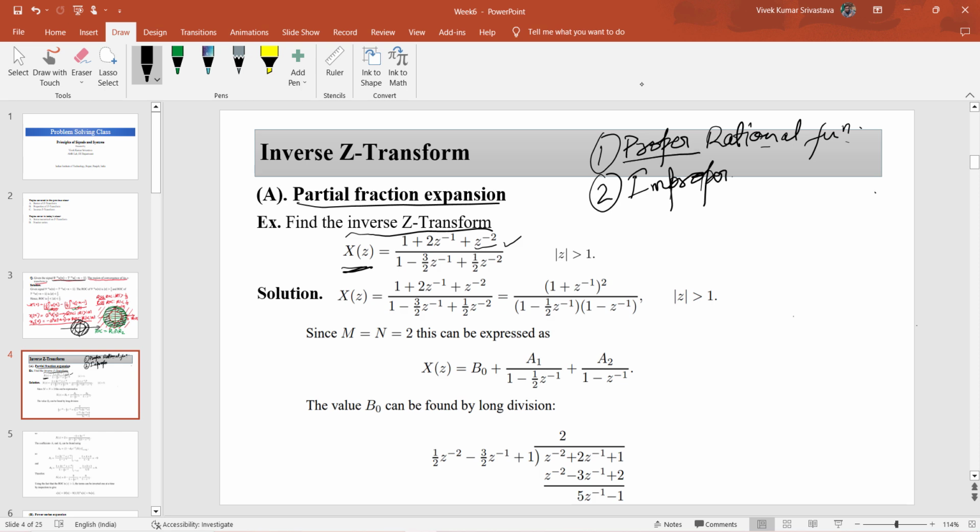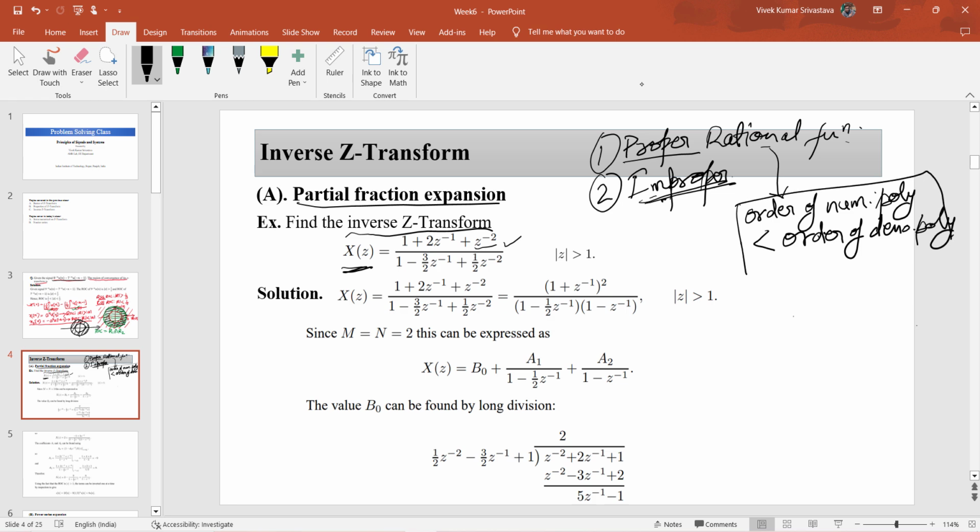In the case of a proper rational function, the order of the numerator polynomial is less than the order of the denominator polynomial, whereas in the case of improper, this condition is not true. Here in this problem, the order of the numerator polynomial is 2, whereas the order of the denominator polynomial is 2. So that is why this is an improper rational function.